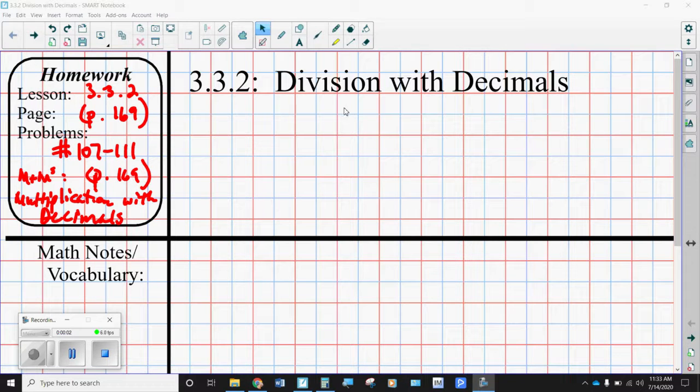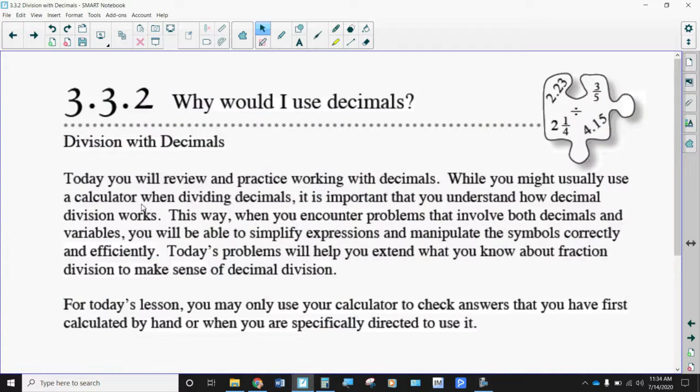Alrighty, in today's lesson, we are going to be dividing with decimal numbers. This lesson is going to take what we've learned so far about equivalent fractions and show how decimals and fractions are related to each other, and how we can use that concept to justify what we do when we divide with decimal numbers. So let's go ahead and read the preview.